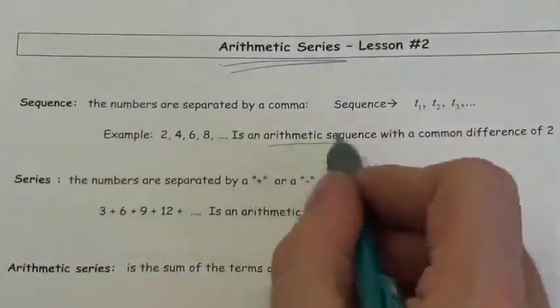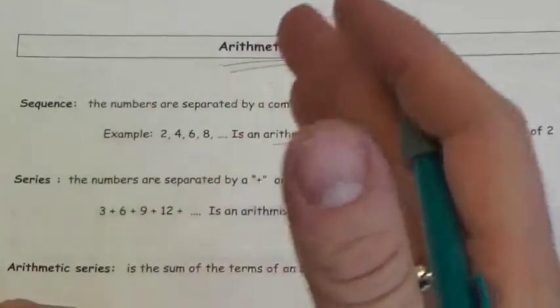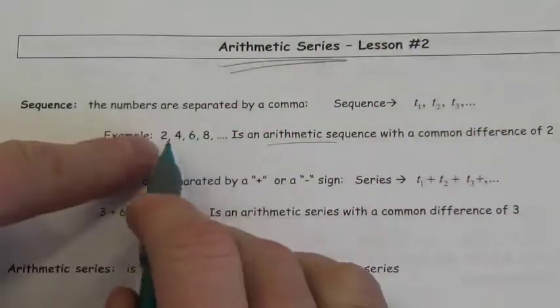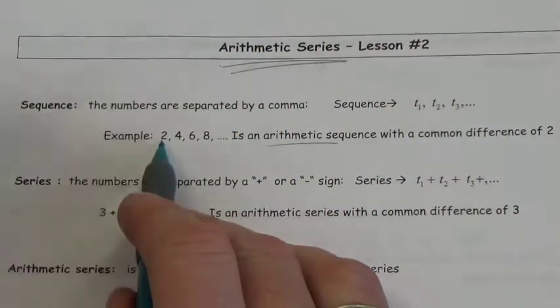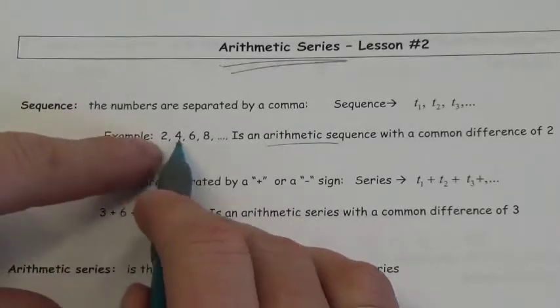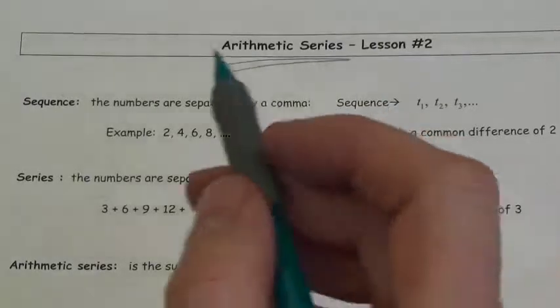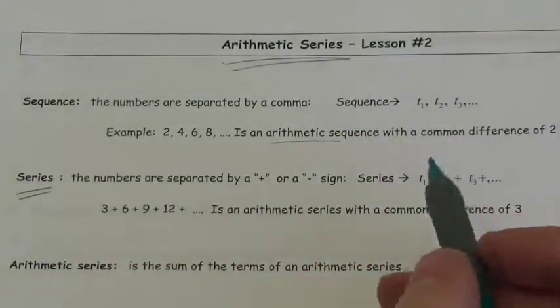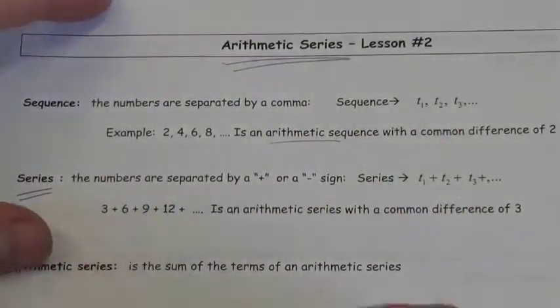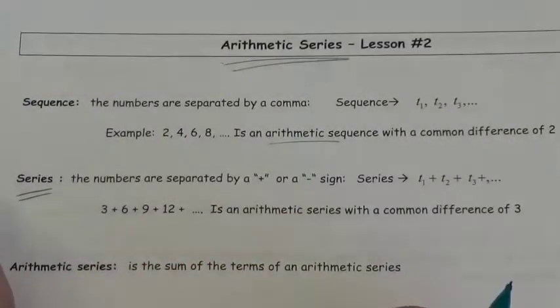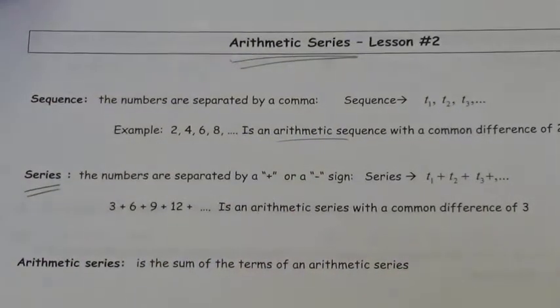Now, in an arithmetic sequence, all we're doing is adding a constant number every time. So for example, in this case, we start at 2, and then I add 2 to get to 4, add 2 to get to 6, add 2 to get to 8. A series is when we add all of the terms in a sequence to get the sum, okay?